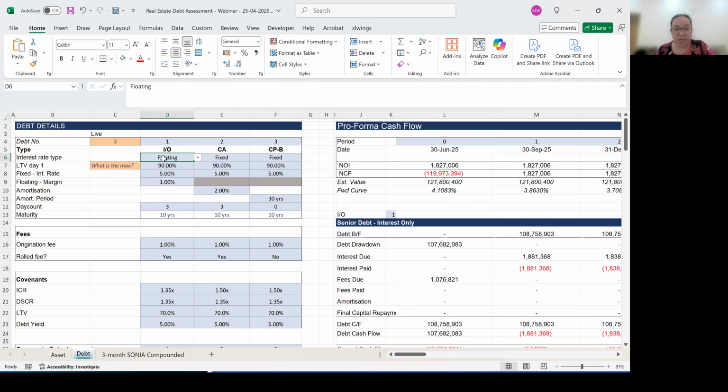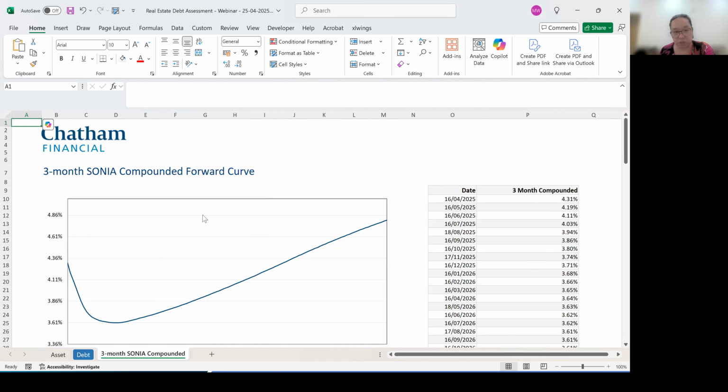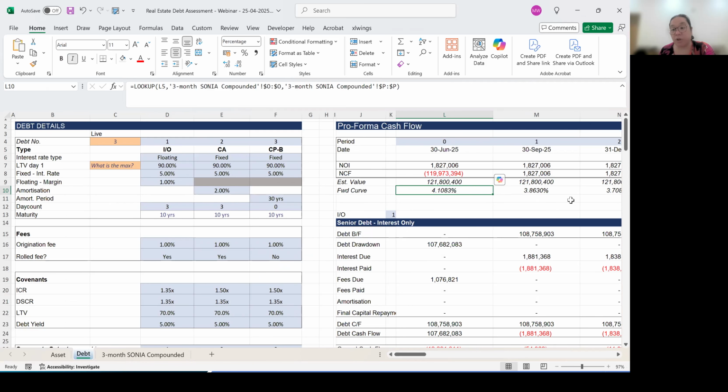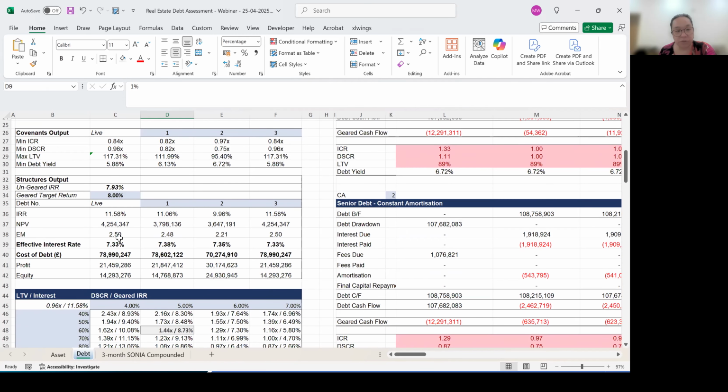Then one thing that is very important is to build the fixed and floating. So if you have a fixed rate, then this becomes an all-in swap rate, a fixed rate. Or if you want to have the floating rate, then it's going to be a forward curve. So we pick up the forward curve from Chatham Financial, for example, and then we plug in and say, given the forward curve, the 3-month SONIA, and a margin of 1%, what's going to be my interest cost? So that's one thing that we model here: what is my effective interest rate and what is my cost of debt.